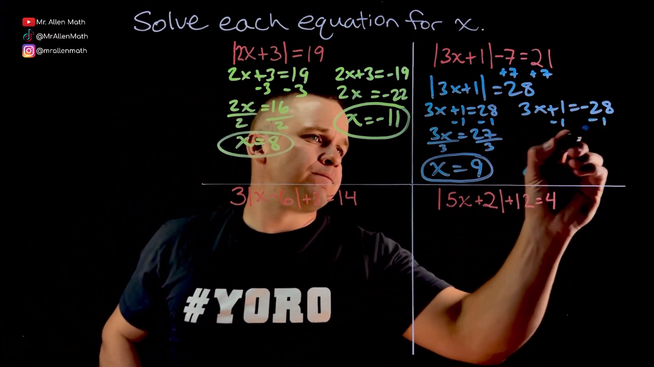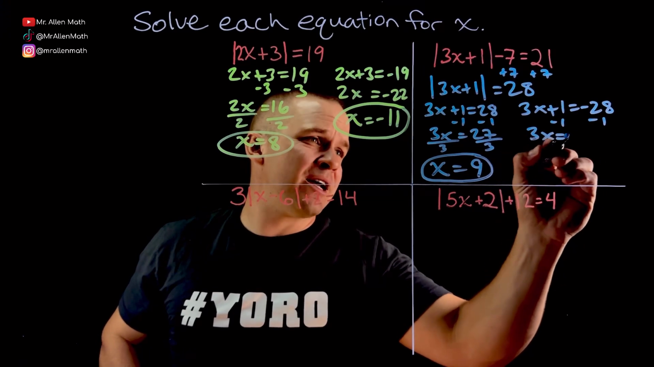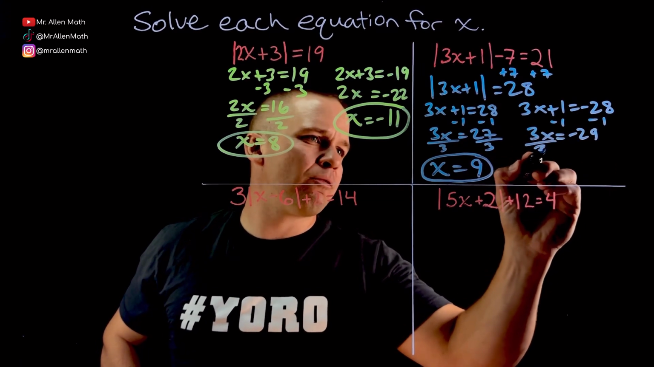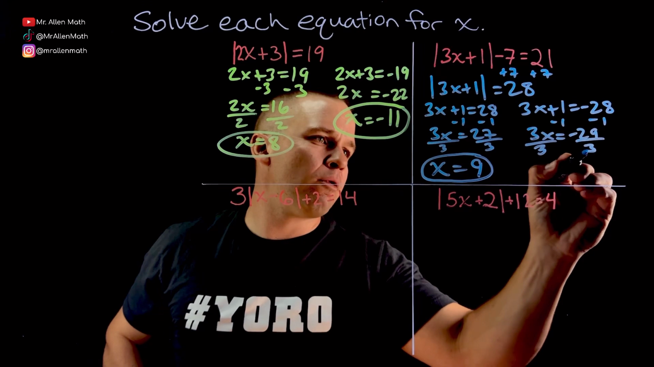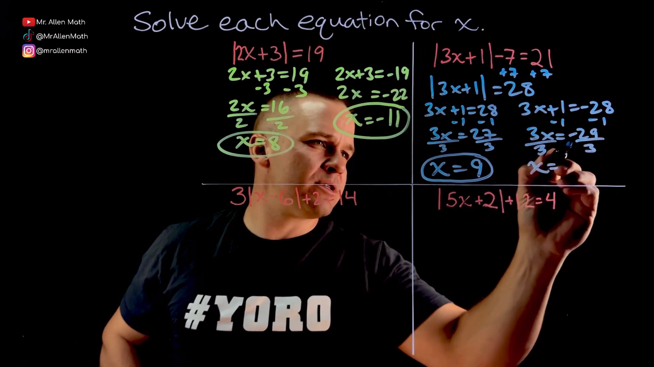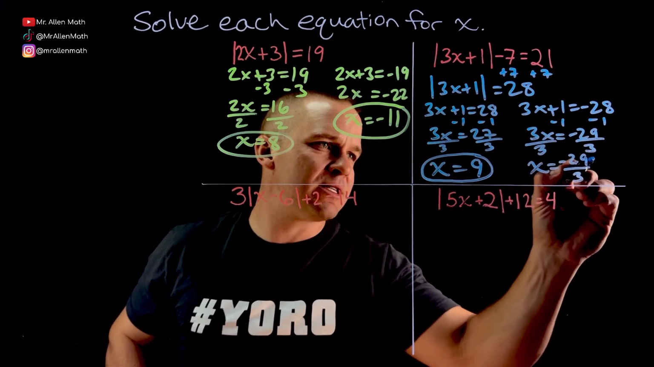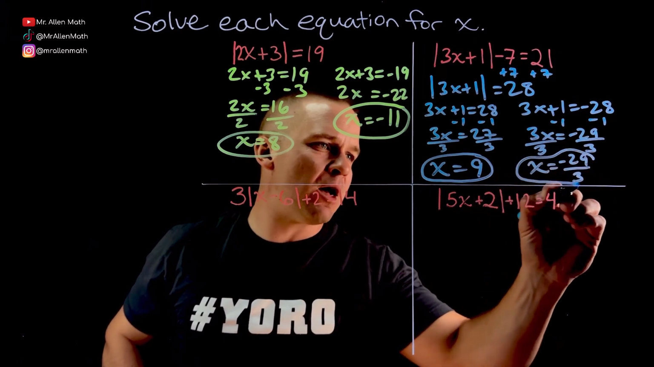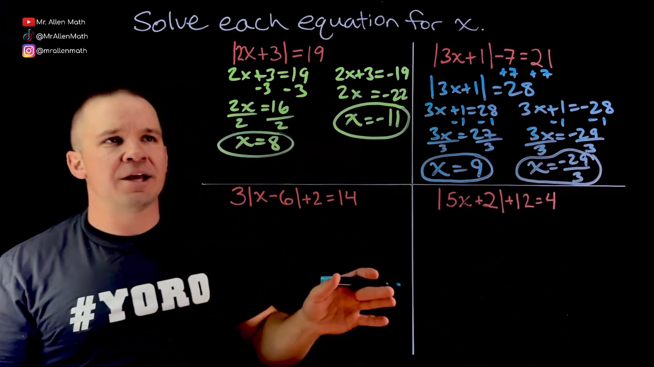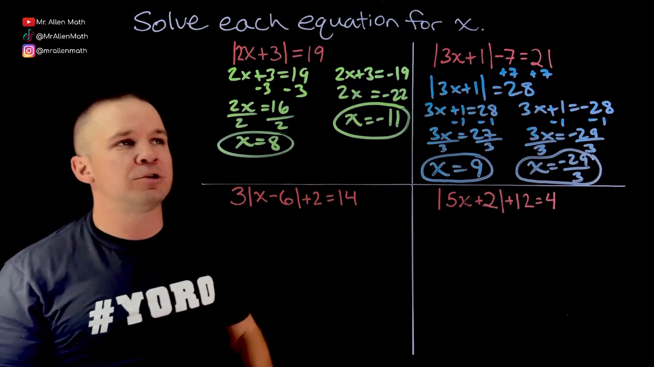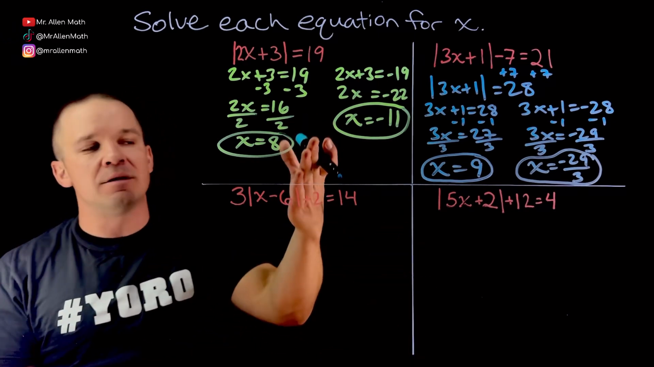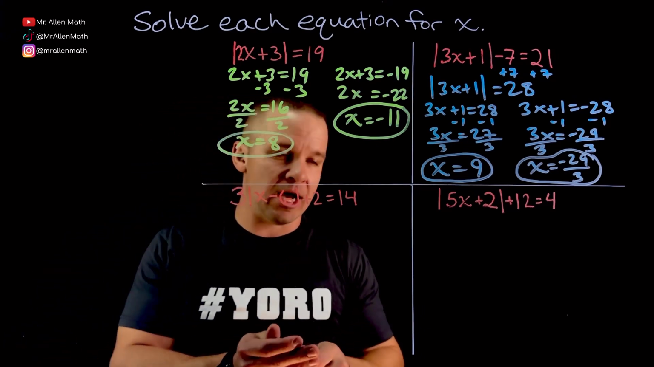Subtract 1. We get 3x equals negative 29. Divide by 3. And I get x equals negative 29 thirds. And you might be like, bro, I got a fraction? That doesn't sound good. A lot of times with these problems, one of the answers is a fraction. Not always, like the first one we didn't, but it does happen over here.